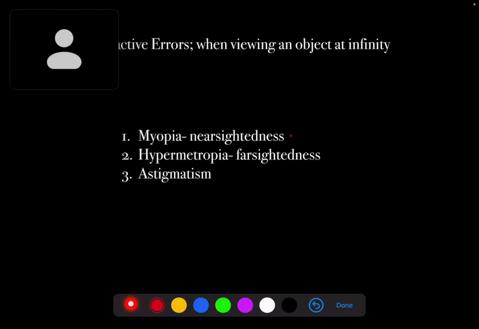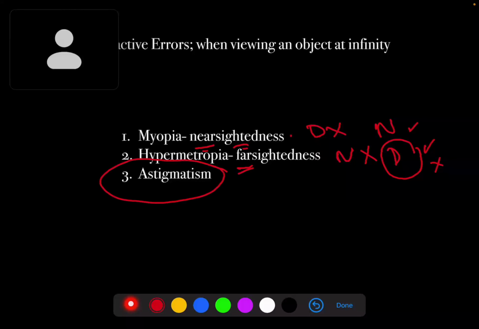In myopia, the patient complains that he can't see distance, but near he can see. In hypermetropia, the patient cannot see near, distance may or may not be visible. Whatever he sees is only distant, not near. So he's far-sighted. In myopia, near-sighted. In astigmatism, it's just skewed and distorted. The image is distorted.